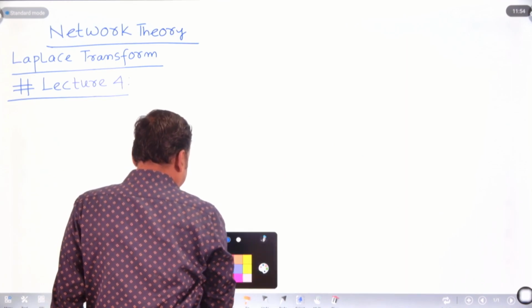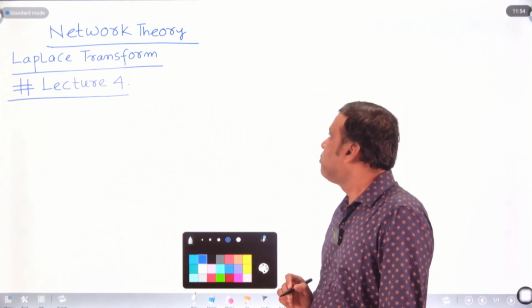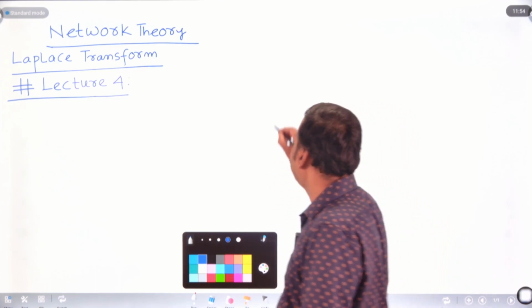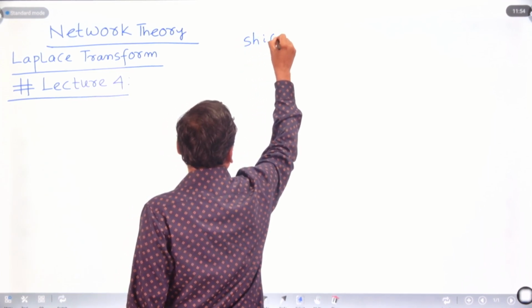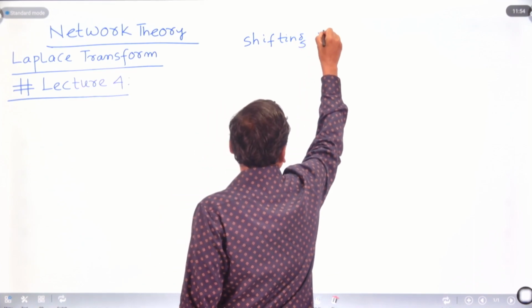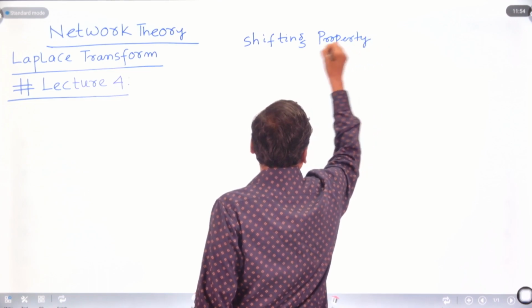Now today we'll discuss the shifting theorem. It is very important. In the shifting theorem, or shifting property, what is the shifting property as far as the Laplace transform is concerned?